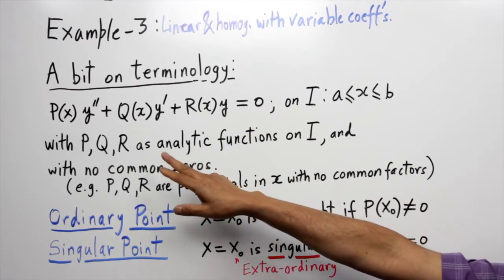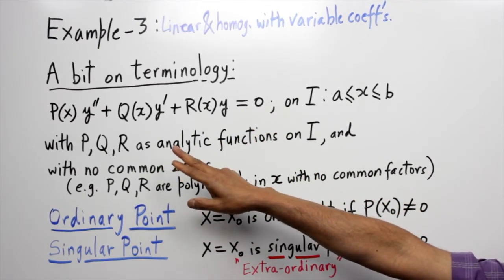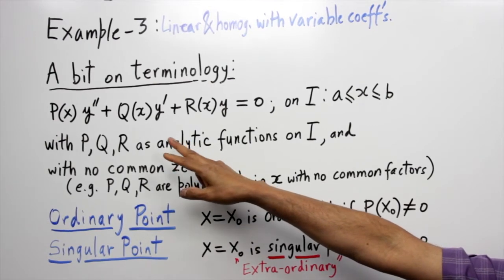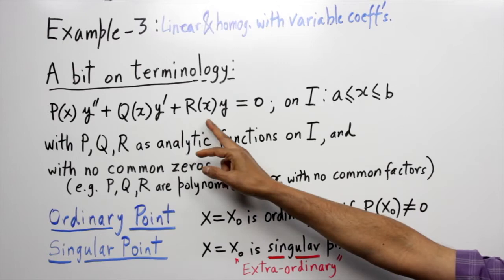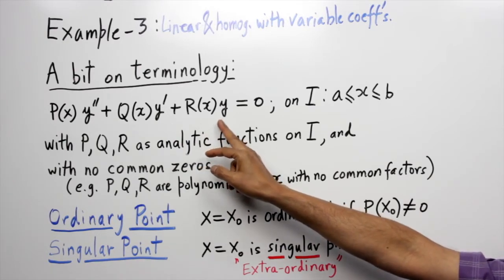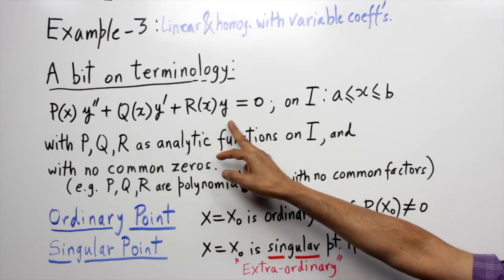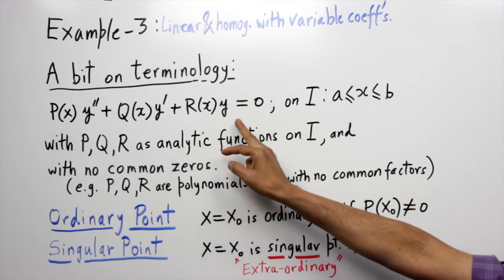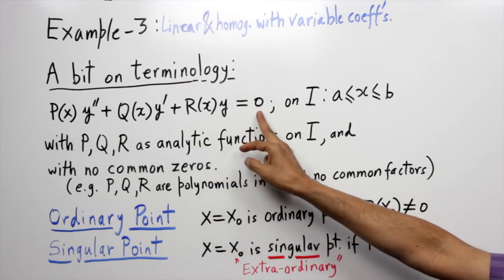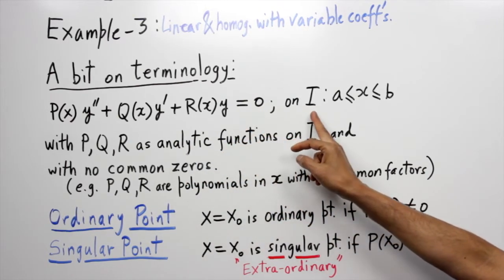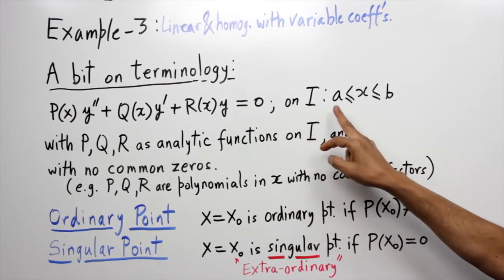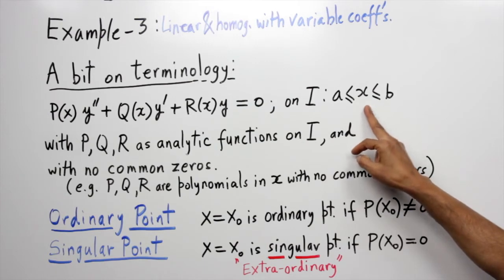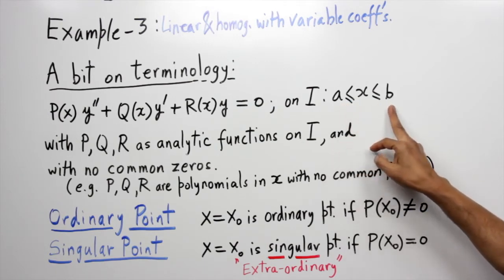coefficient in front of the second derivative term defined as the function P of x. Q of x is a function multiplying the first derivative term. R of x is yet another arbitrary function multiplying the dependent variable y. And so the sum on the left hand side equal to 0 is the differential equation. And let's say it's defined over some interval in x, which we're denoting I, with x ranging between the values a and b.